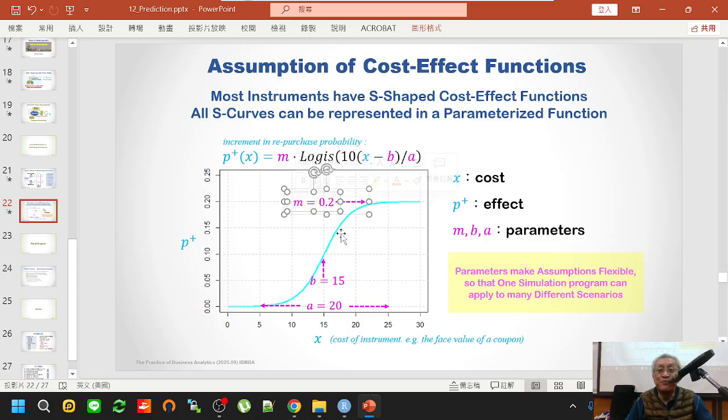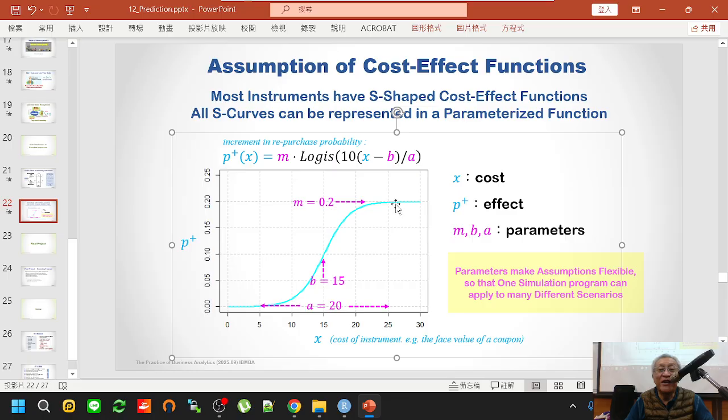The M parameter is basically the height, which is the maximum value of this instrument. Some instruments will have a higher M, some will have a lower M. And then B is the midpoint of the rising curve. The rising slope is the sensitivity of this instrument against its cost. Some instruments have this rising slope on the left, and some have it elsewhere. The midpoint of this rising slope is specified by B, and the width of the rising slope is specified by A.